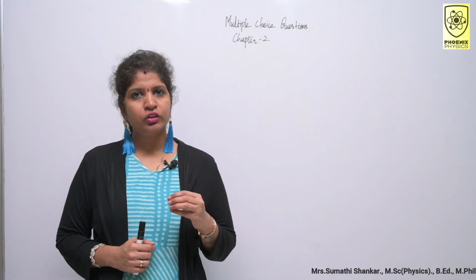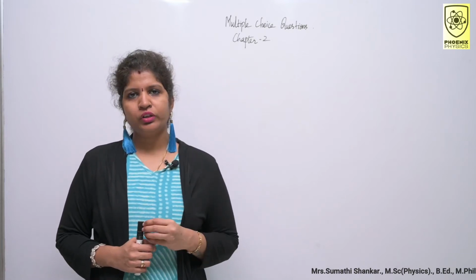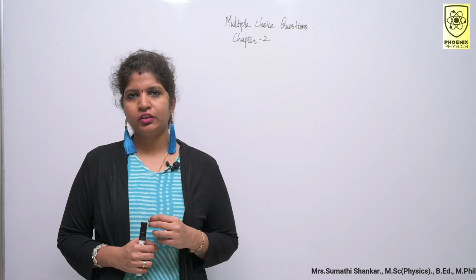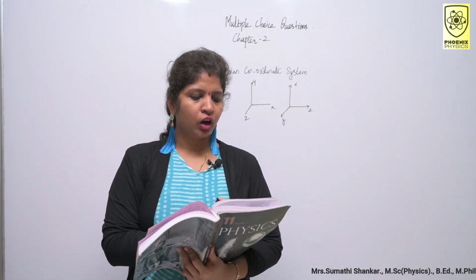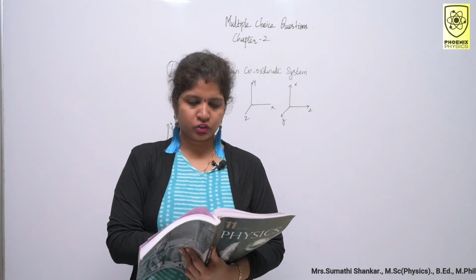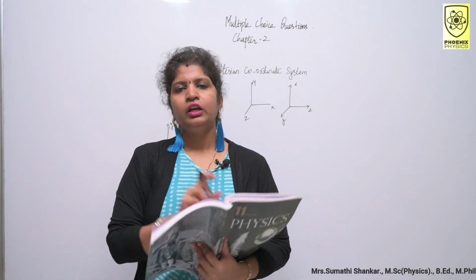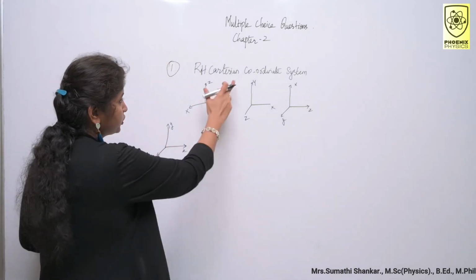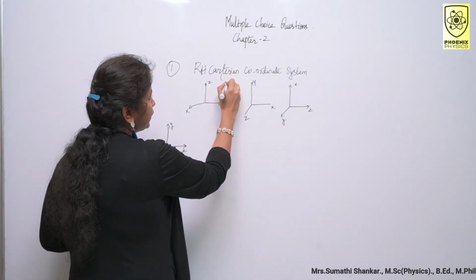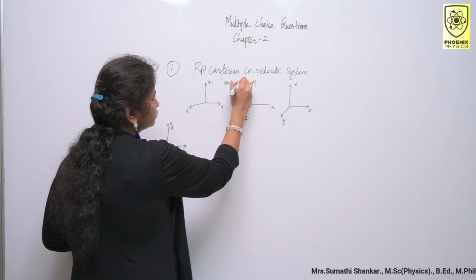Today we are going to discuss multiple choice questions for the kinematics lesson. First question, which one of the following Cartesian coordinate systems is not followed in physics? We usually follow the right-handed Cartesian coordinate system, which means anti-clockwise direction.